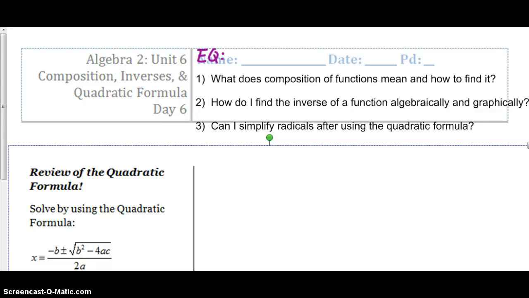Hello, Algebra 2. This is our last topic overview from previous units as part of our Day 6 notes in Unit 6. And we're reviewing the quadratic formula. Now that we've been using radicals, we can simplify anything other than a perfect square once we get our quadratic formula. And this is on the third page of these notes, so we'll be talking about the essential question of number 3. Can I simplify radicals after using the quadratic formula?